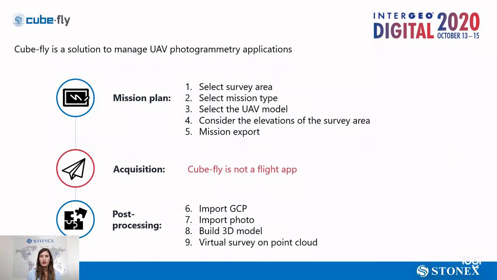In the software, you define the UAV model, and so defining the UAV model, you actually define the sensor type. And in that way, the software will know the parameters of your camera. During the mission plan, it's also possible to consider the elevation of the survey area. And so choose if you want to follow the terrain or not.